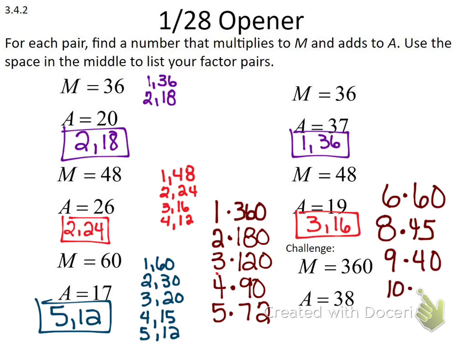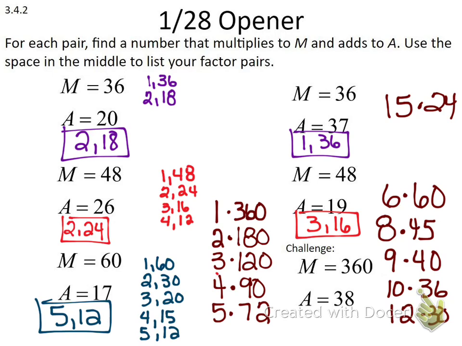10 and 36. If I add those two together? No. What about 11? No. What about 12? 30. What does that equal? 42. Okay. What about 13? No. What about 14? 15? 24. If I take 15 plus 24, what does that equal?